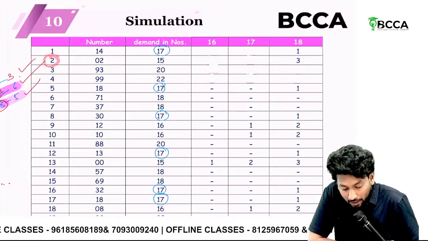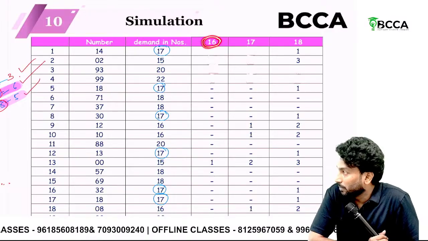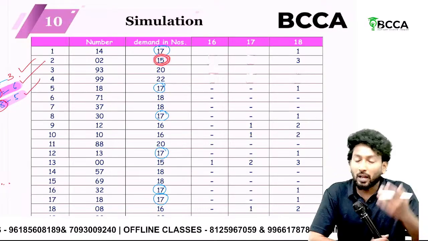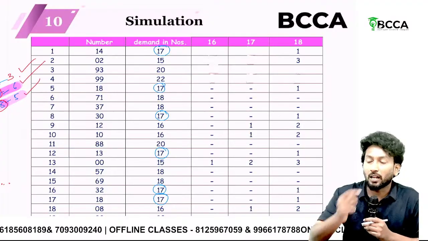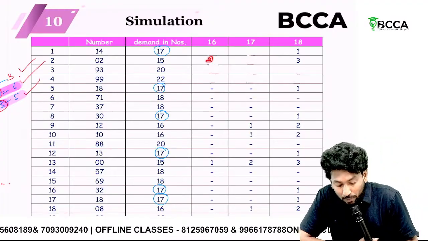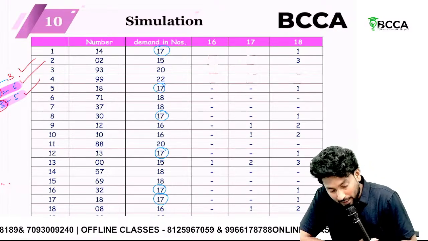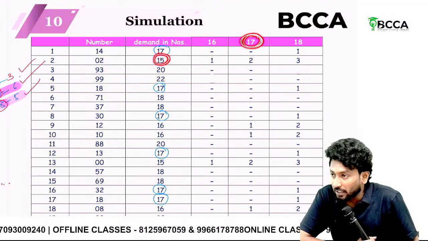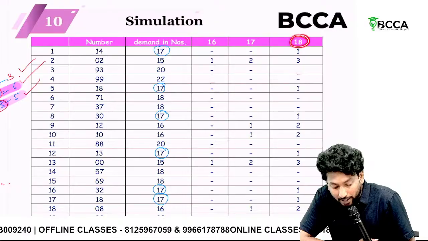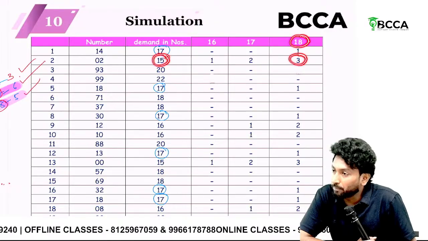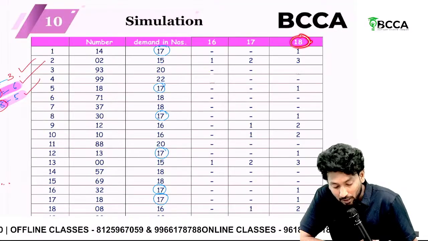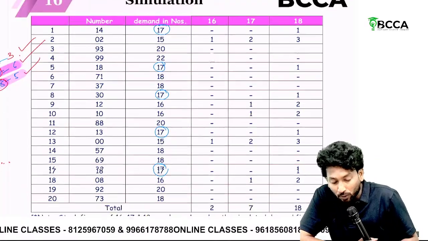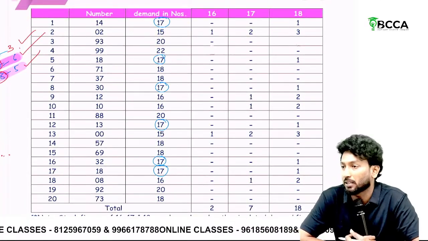Now the second week. If I maintain 16 books in the store and the demand is 15, we have 16 books but the demand is 15 only, so one book will be left unsold. If I have 17 books and 15 is the demand, 2 books will be unsold. If I have 18 books and 15 is the demand, 3 books will be unsold. Like that we have to calculate unsold books for 20 time periods.